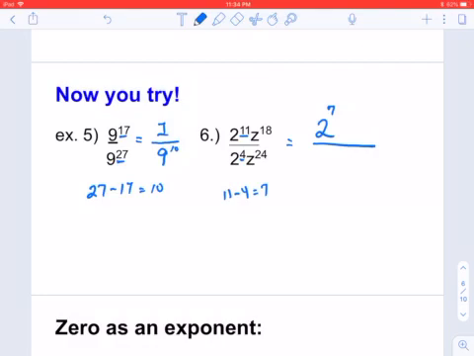Then let's look at the z's. We have z to the 18th divided by z to the 24th. We have more powers of z in the denominator. So let's put our z in the denominator. And let's see how many powers of z are going to be left over. So 24 minus 18 is equal to 6. We'll get z to the 6th. So you get 2 to the 7th over z to the 6th.